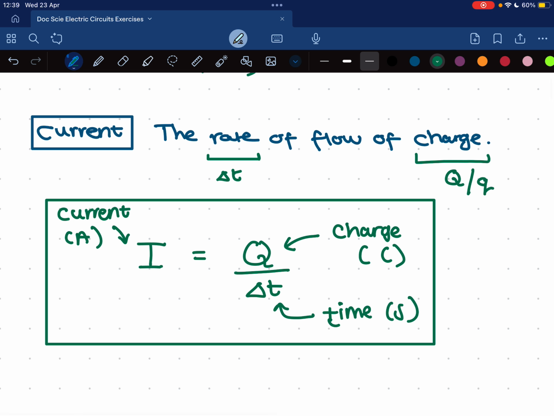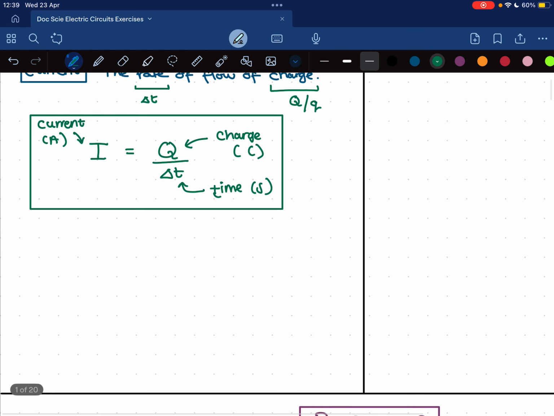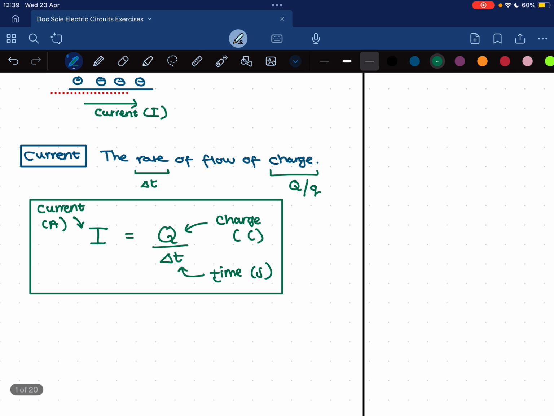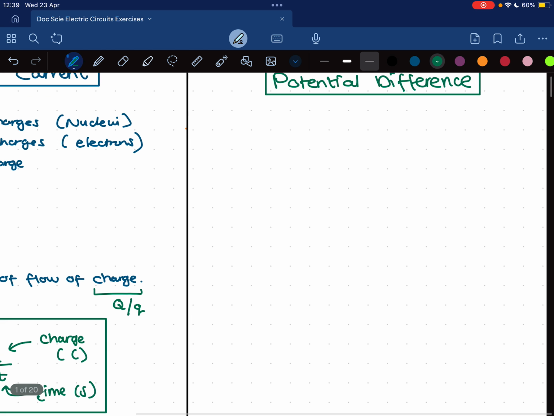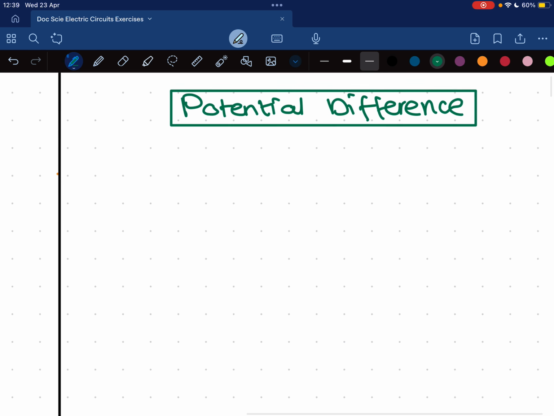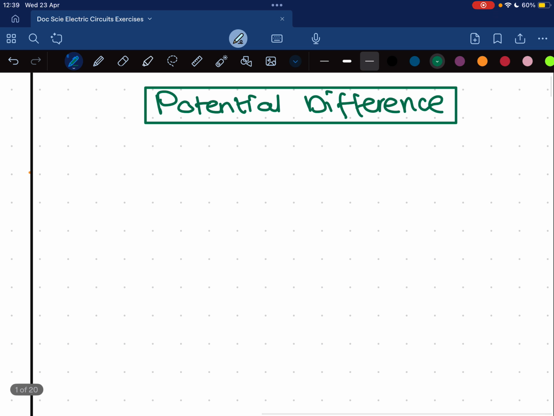So through the movement of charge, we have this current that is going to flow. But if we think about how this is going to happen, it's all good and well to know that current is the flow of charge, but what is it that causes this charge to flow? Because something has to give it energy in order for it to move. So that's where we look at what is called potential difference.